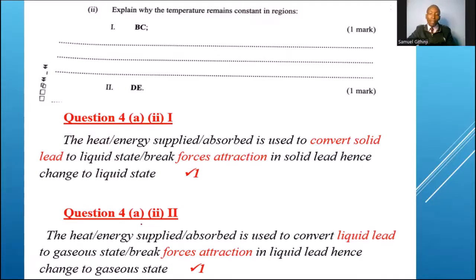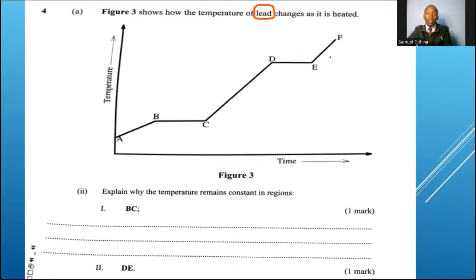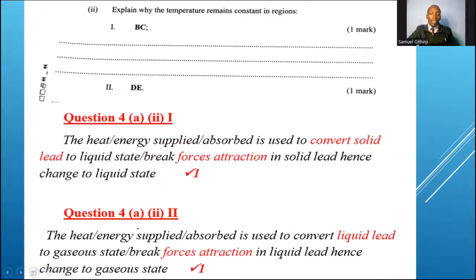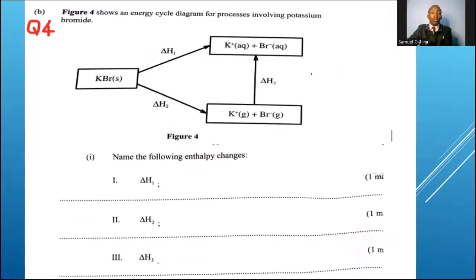Between the other parts, between D and E, what exactly is happening? The heat or the energy supplied is absorbed to convert liquid lead to gaseous state, or rather break the forces of attraction that hold the liquid particles of lead together, and they are converted to gas. Hey, my student, this question was Form 1 work, but very tricky. Very few students got it right. We go to part B.